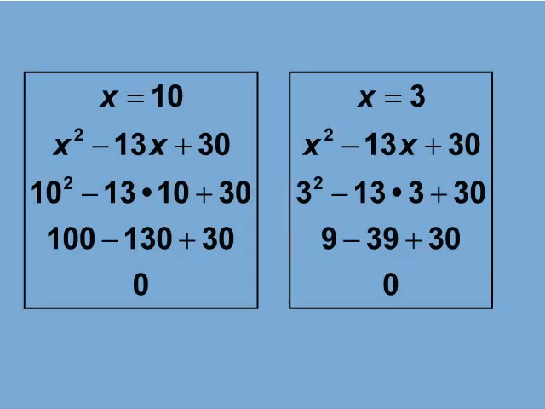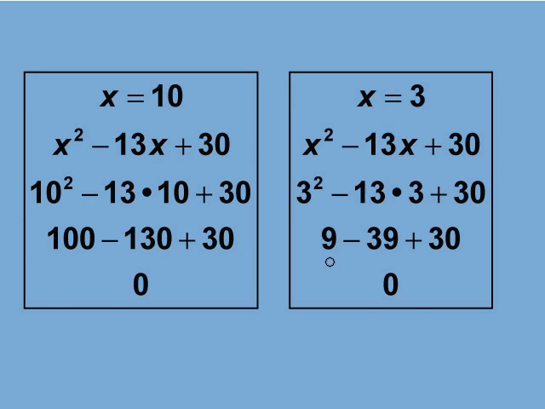We can test each value for x in the quadratic equation we solved to ensure that in each case we get a value of 0. Plug in x equals 10 into the quadratic and the result is 0. The same happens with x equals 3.